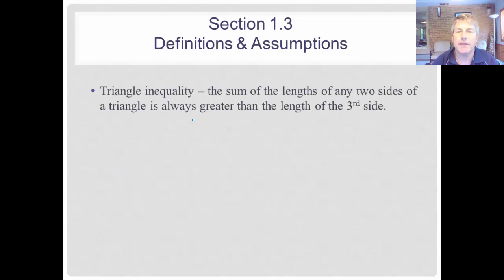The triangle inequality. So a new concept here. The triangle inequality says that the sum of the lengths of any 2 sides of a triangle will always be greater than the length of the third side. So let's say I have a triangle with side lengths 5, 12, and 13. So I'll label that 5, 12, and 13. Well, that looks like that would work. The sum of any 2 sides is greater than the third side.